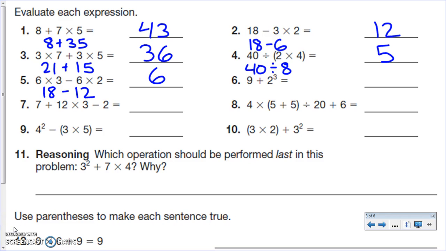For 6, we have 9 plus 2 to the third. So we know exponents come before addition. So we're going to have 9 plus 2 to the third, which means 2 times 2 times 2. So 2 times 2 is 4, times 2 is 8. So this becomes 9 plus 8. And then 9 plus 8 becomes 17.